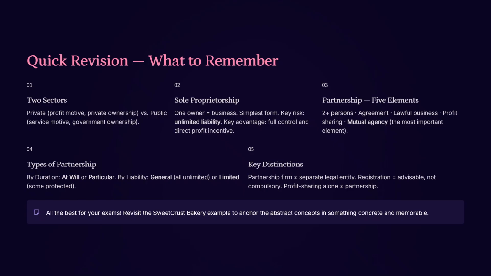The next is the types of partnership. The types of partnership are classified into two, based on duration and based on liability. Based on duration, it is again classified into partnership at will and particular partnership. And based on liability, it is again classified into general partnership and limited partnership.